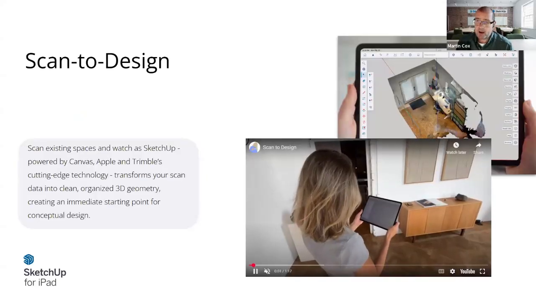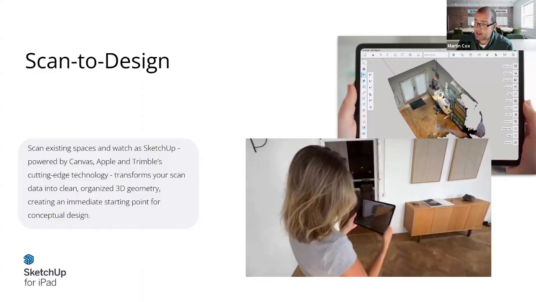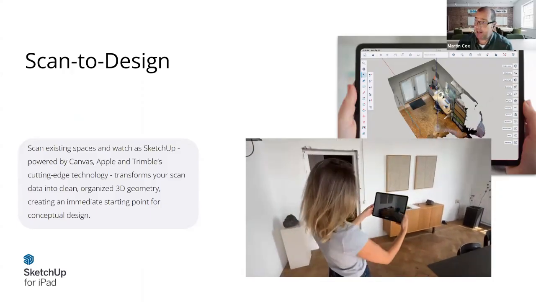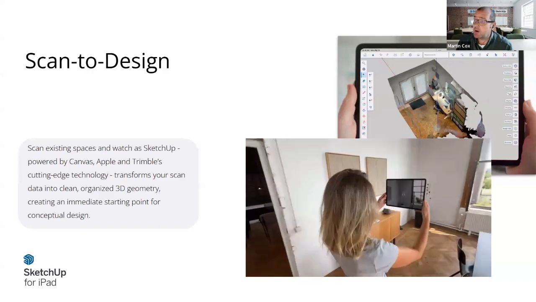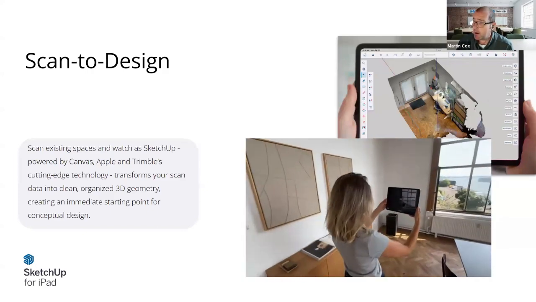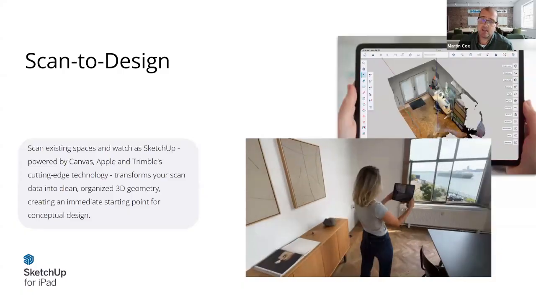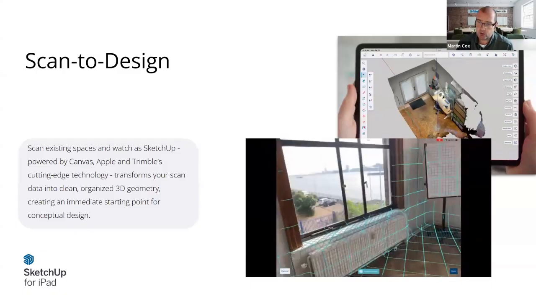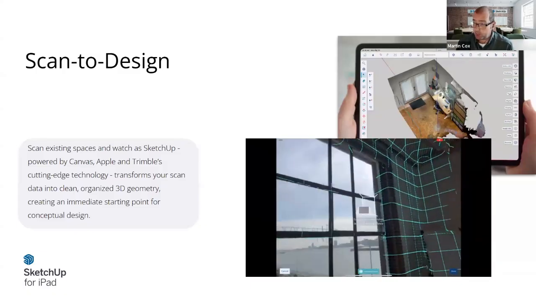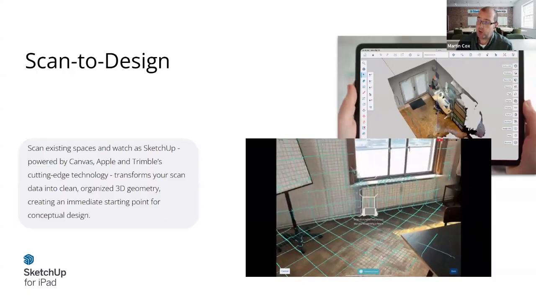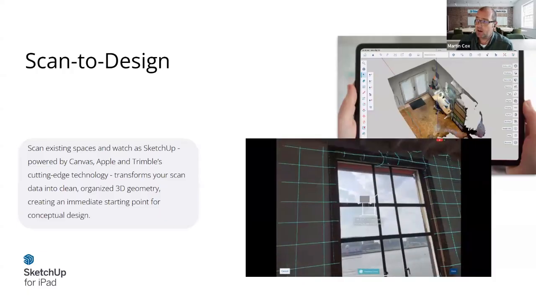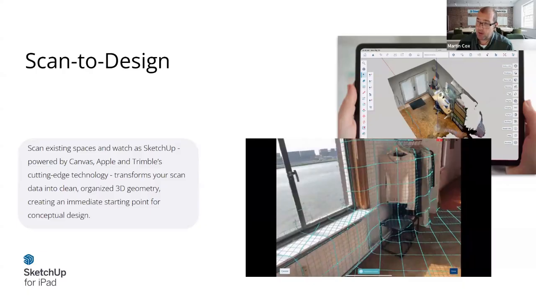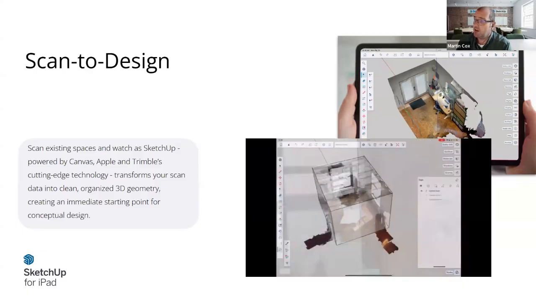So within the iPad, we have Scan to Design. Now, Scan to Design isn't the same as using the point cloud. What Scan to Design will do is use the iPad directly to scan a space, and it will create a 3D SketchUp model of that space. Now, I generally recommend using Scan to Design for simpler spaces because when it comes to lots of angles and gaps and things, that's not really what Scan to Design is for. But if you have a simple space, it's a fantastic way of creating an immediate starting point, and you can then take that further.